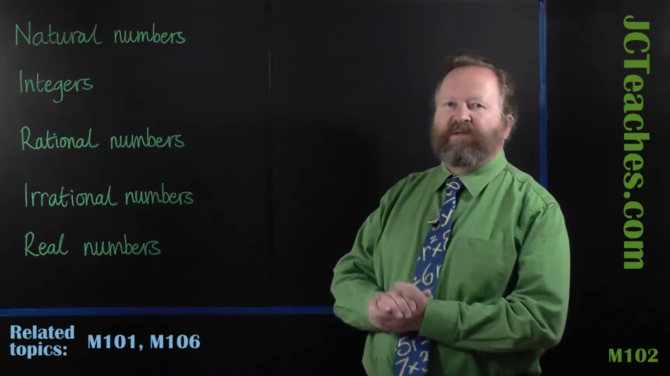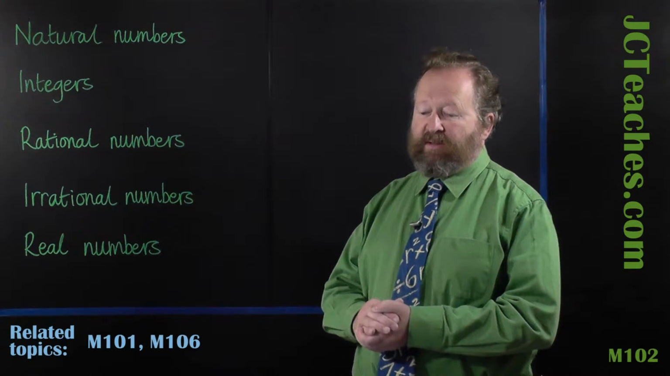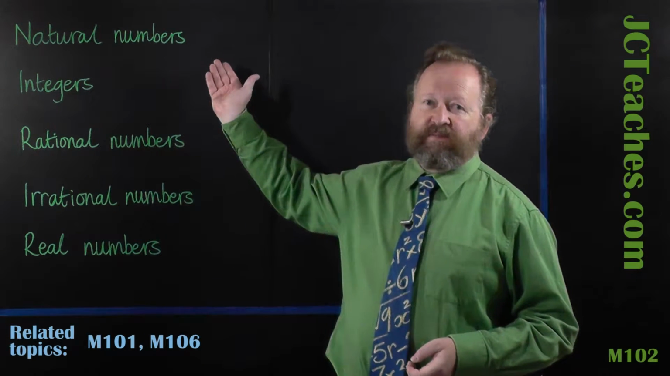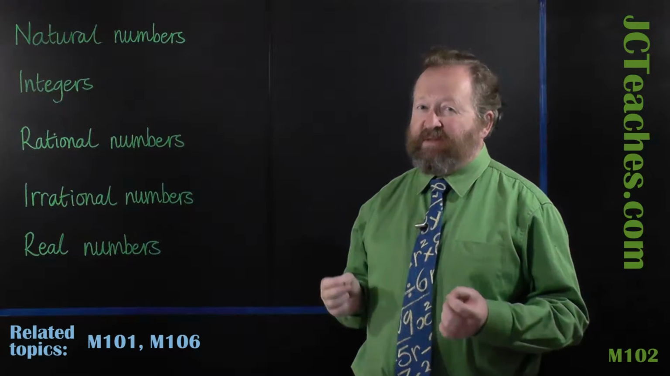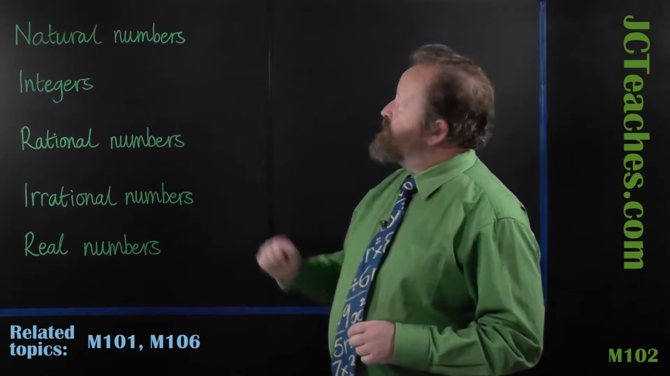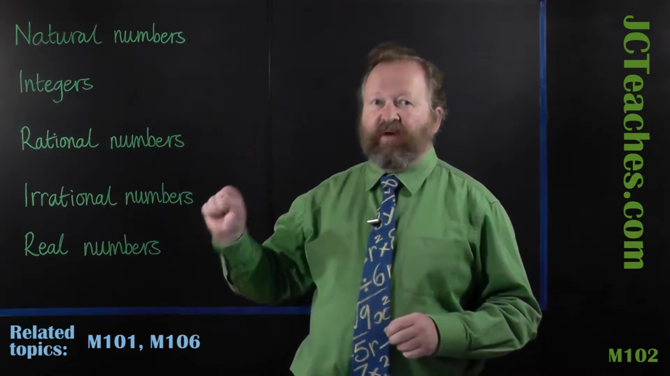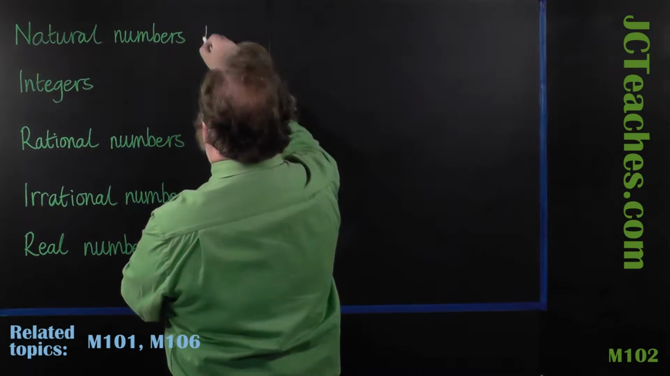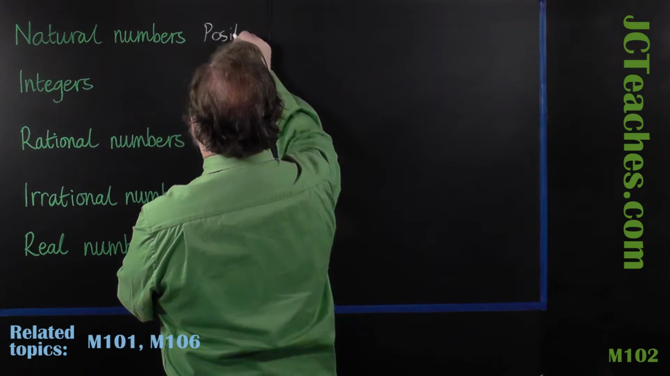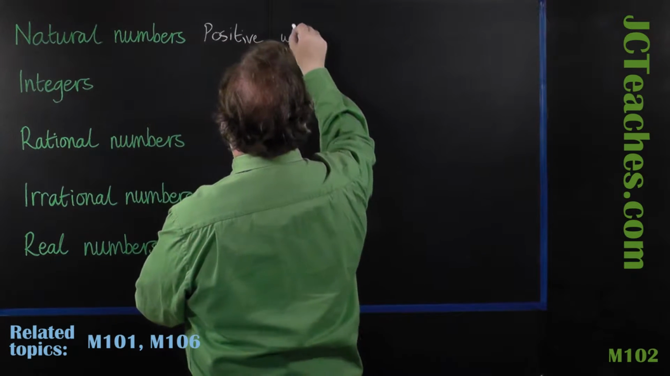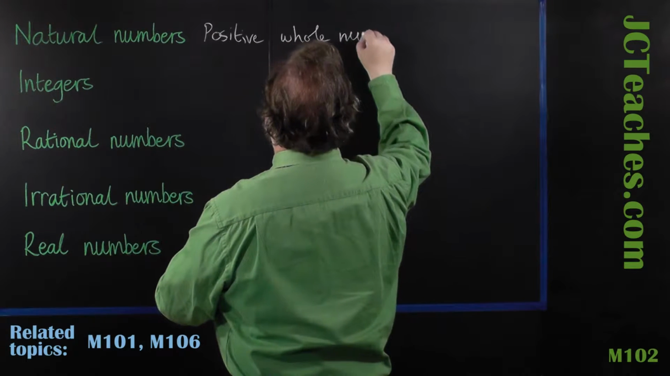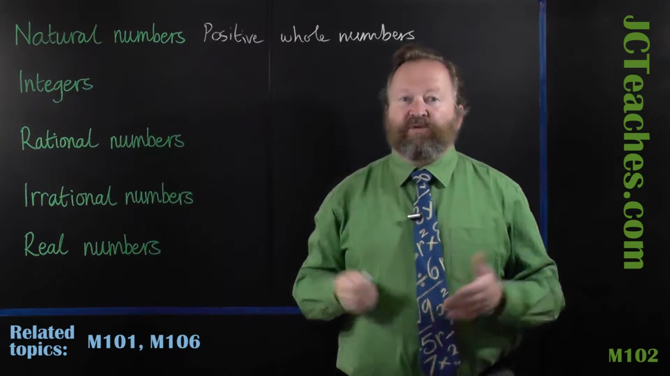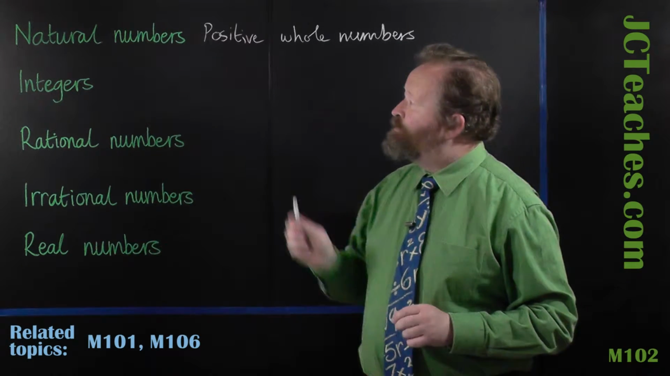Natural numbers are just the numbers that we use when we're counting things. If children think of numbers, they will be thinking of the natural numbers. There's some debate as to whether 0 is a natural number. Won't worry about that. Basically, it is positive whole numbers. Okay, so I'll just put up here positive whole numbers. Straightforward, really. Can't go wrong with those.